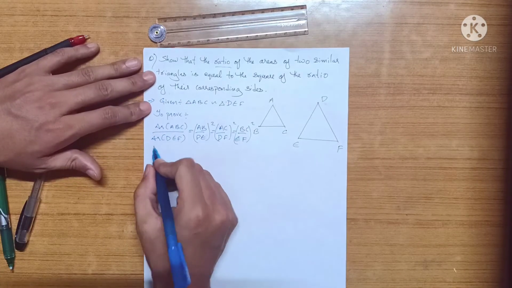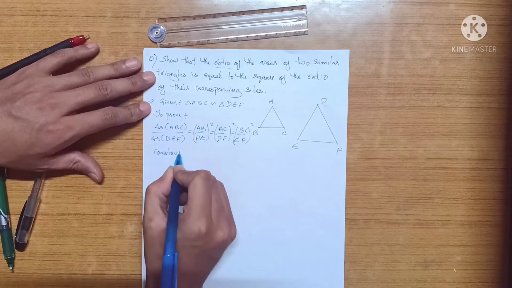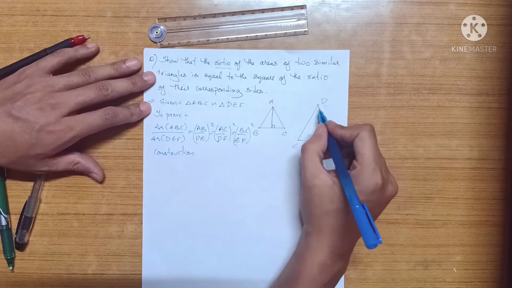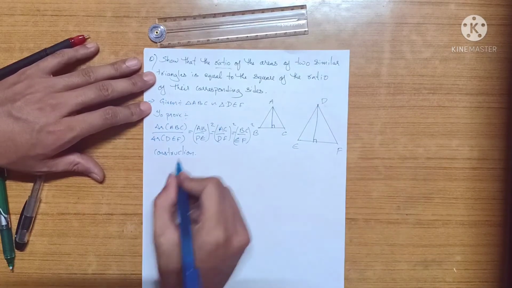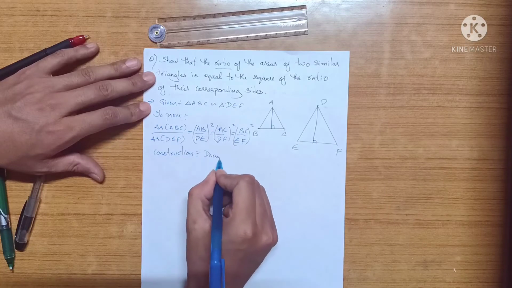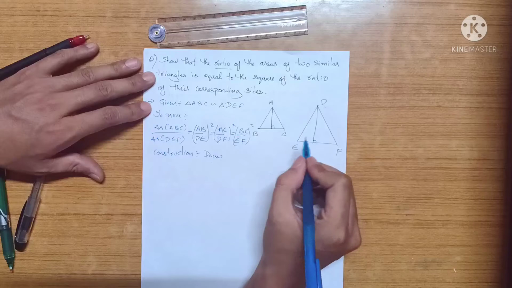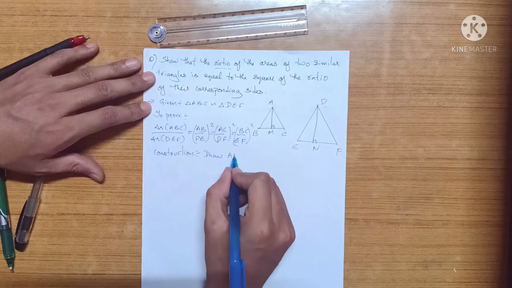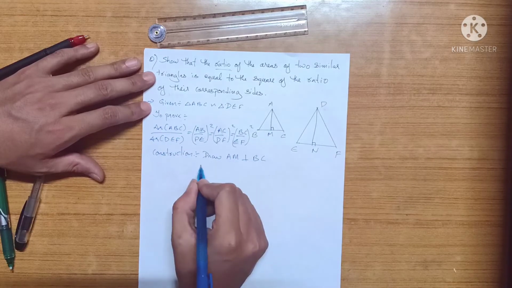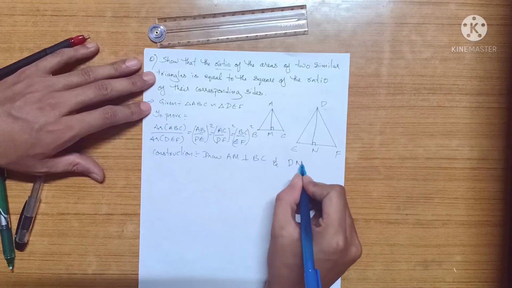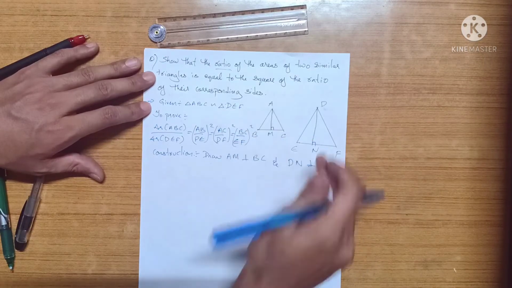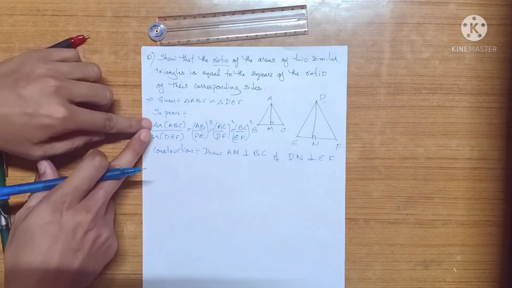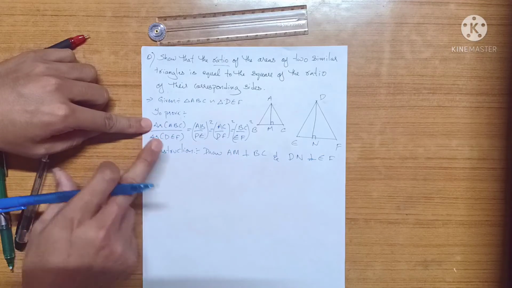First, let's write construction. We're just going to draw the height of this one and the height of this one. Drawing height means always 90 degrees. Let's say this is ABC, DEF, M, and draw AM perpendicular to BC and DN perpendicular to EF. Perpendicular means 90 degrees, don't forget it. Why did I draw the height? I drew the height because we need the area of triangle ABC and DEF.